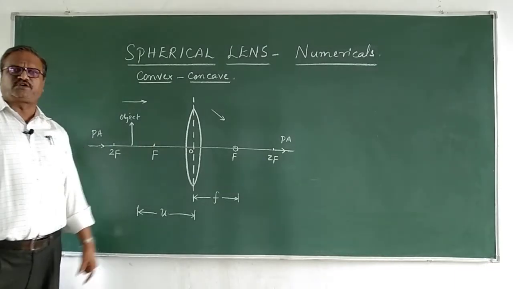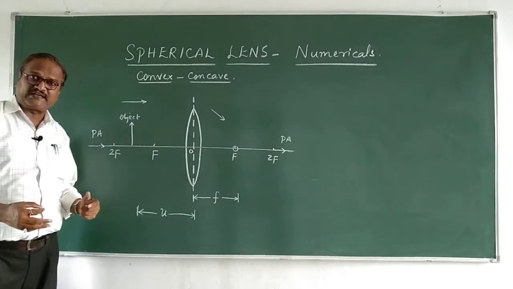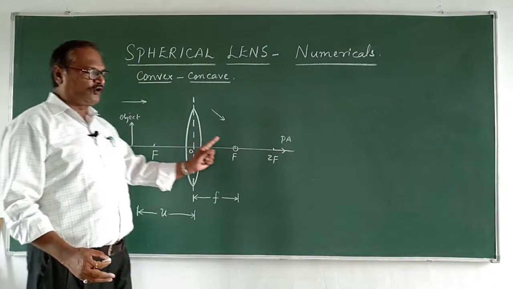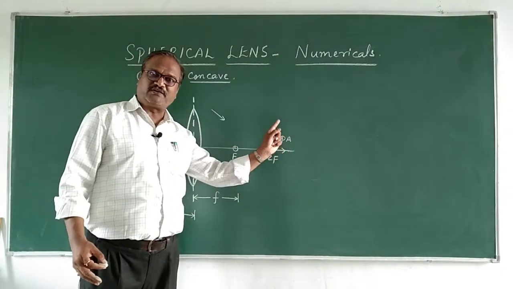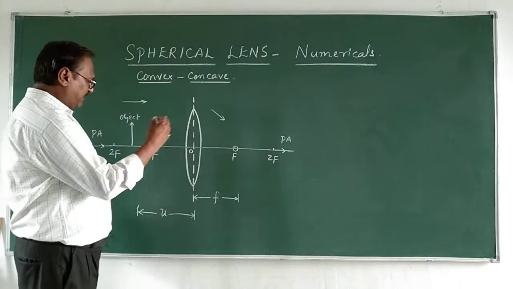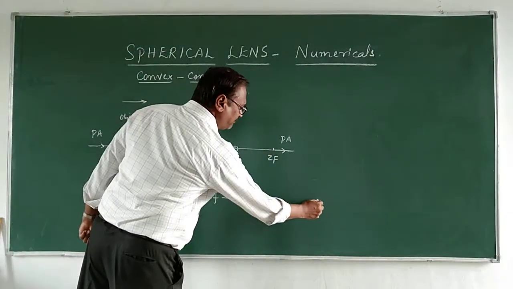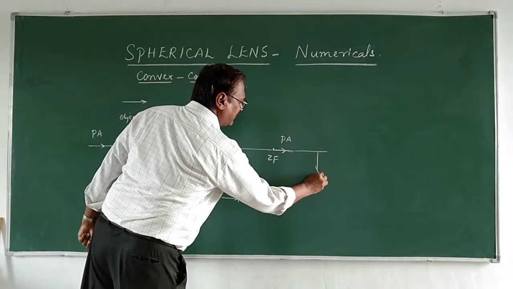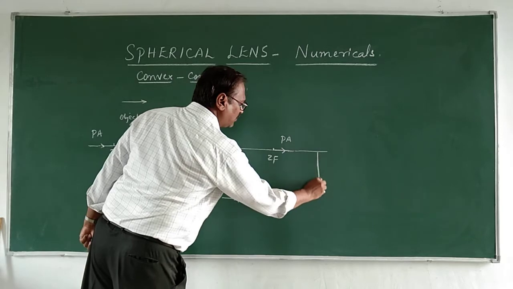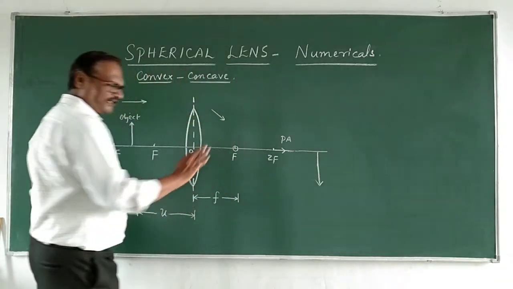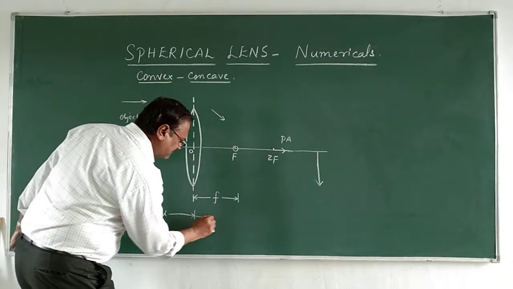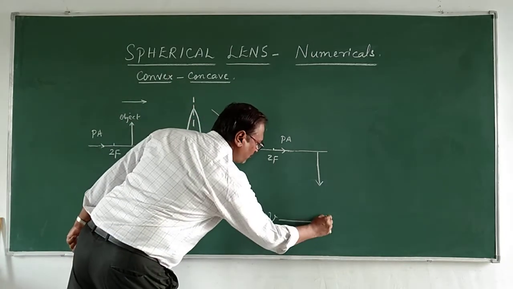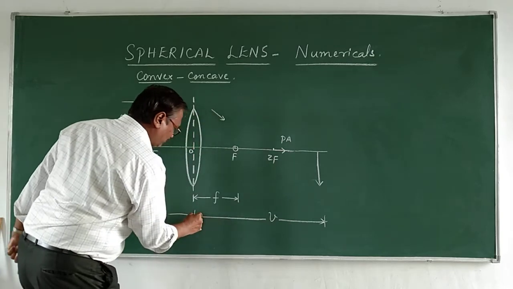Now the image is going to form. We know that if the object is between F and 2F, the image will be formed beyond 2F, which we have done using the ray diagram. So the image is coming beyond 2F somewhere here, and it will be an inverted and enlarged image. All this we know theoretically. Now the distance from the optical center to where the image is formed is called V.